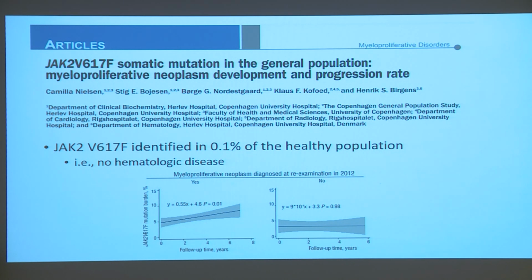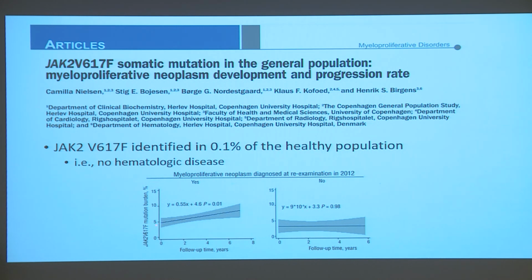I do want to highlight that you can get the JAK2 mutation without having other features of hematologic disease. This is a study from Copenhagen a number of years ago, and they looked at 600 or 700 patients from the healthy population, and 0.1%, so 1 in 1,000, had a JAK2 mutation. And if you'll look down here, the allele burden was roughly 5%, almost 5% in the two groups.